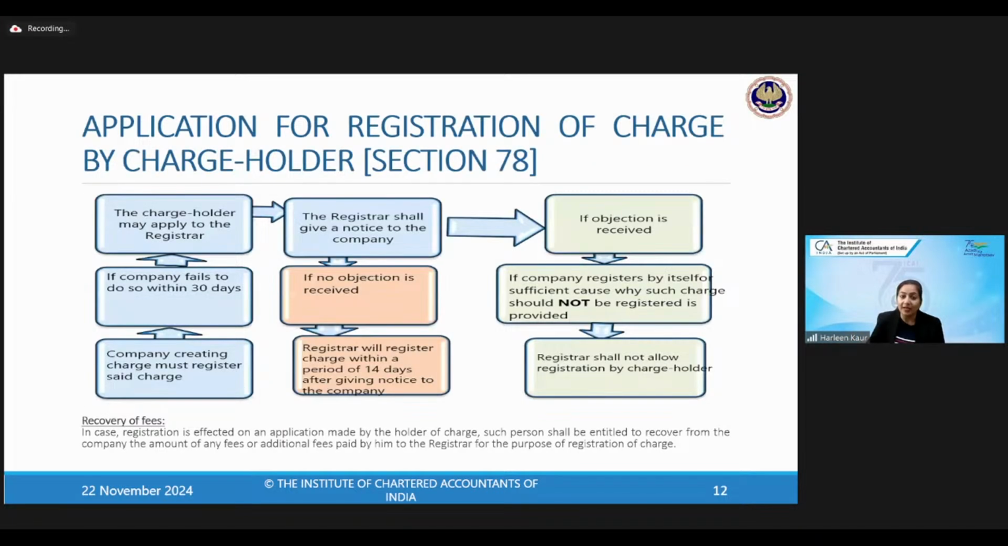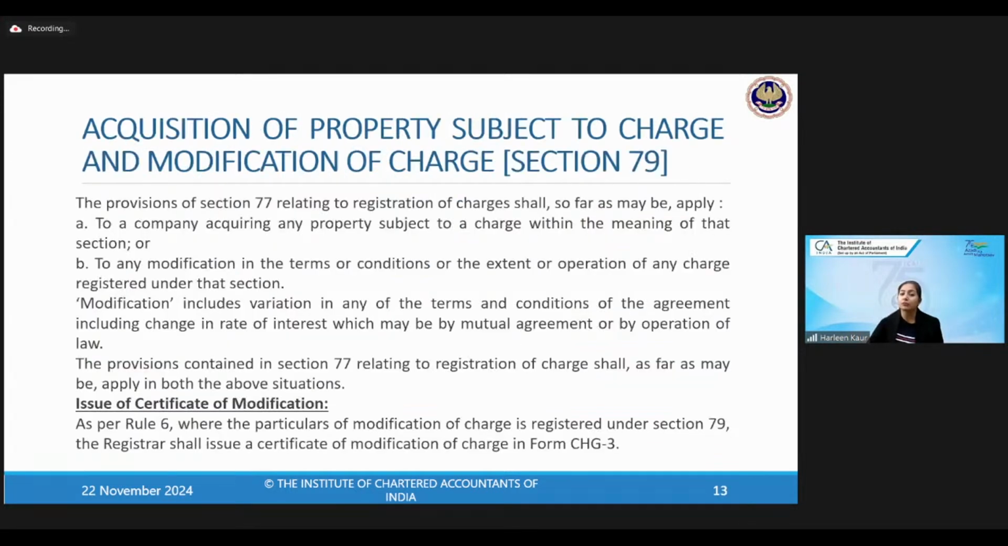So when CHG 1 or 9 is filed, ROC will give you CHG 2. When again for modification CHG 1 or 9 is filed, then ROC will give you, please fill in the blanks, dash. ROC will issue which certificate for the modification of charges? Please answer.